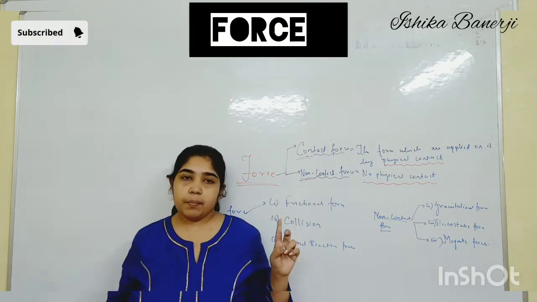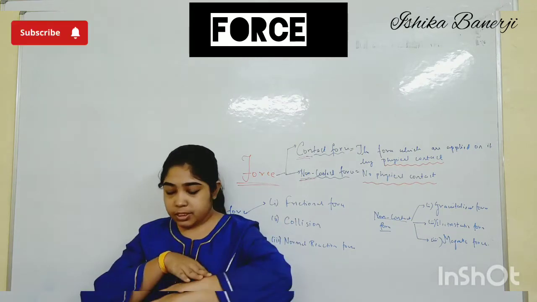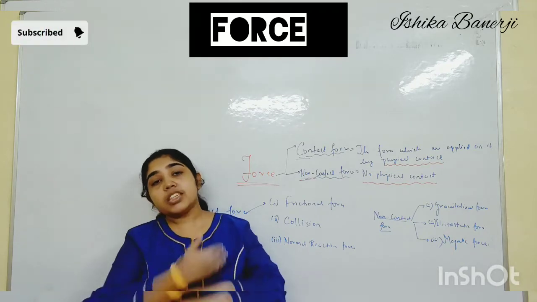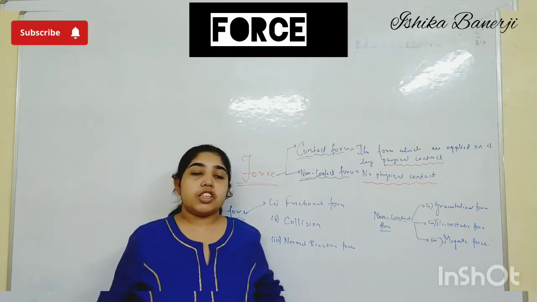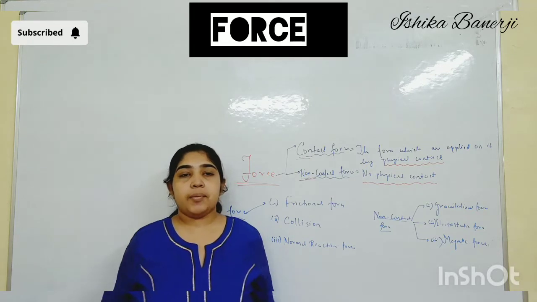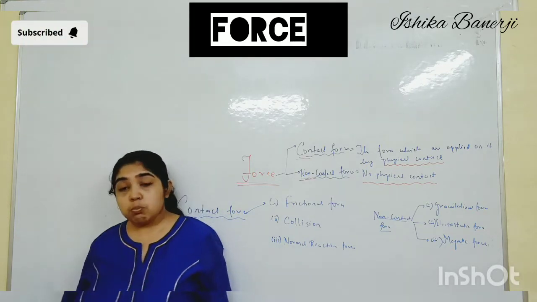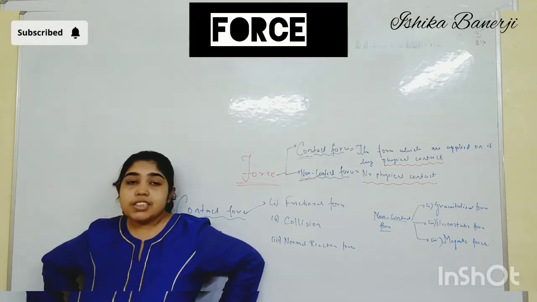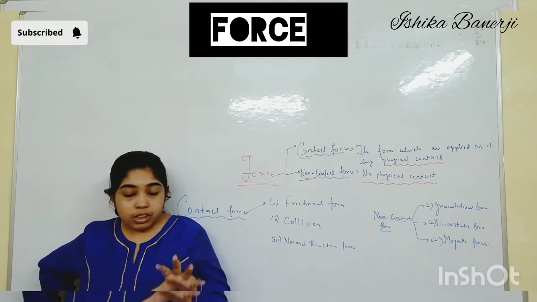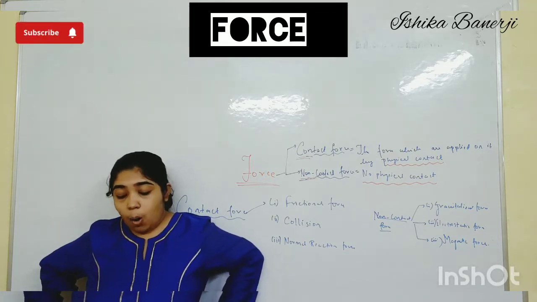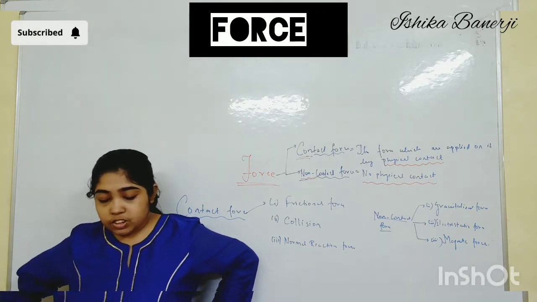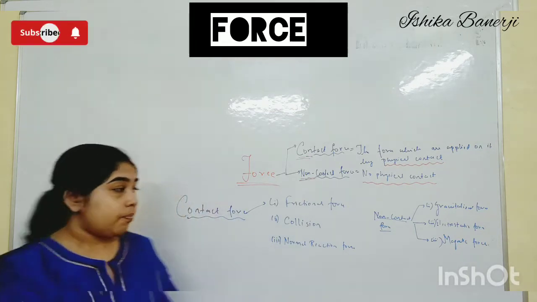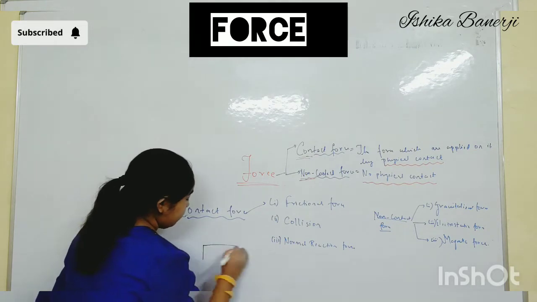Now what will happen? Suppose this is a table and you push the book. You will see that in the opposite direction there will be a force of friction. It is said that when a book slides or rolls over a rough surface, a force acts in the opposite direction to the motion along the surface, and that is called a force of friction, or frictional force. I am explaining this to you. See, suppose this is your table.